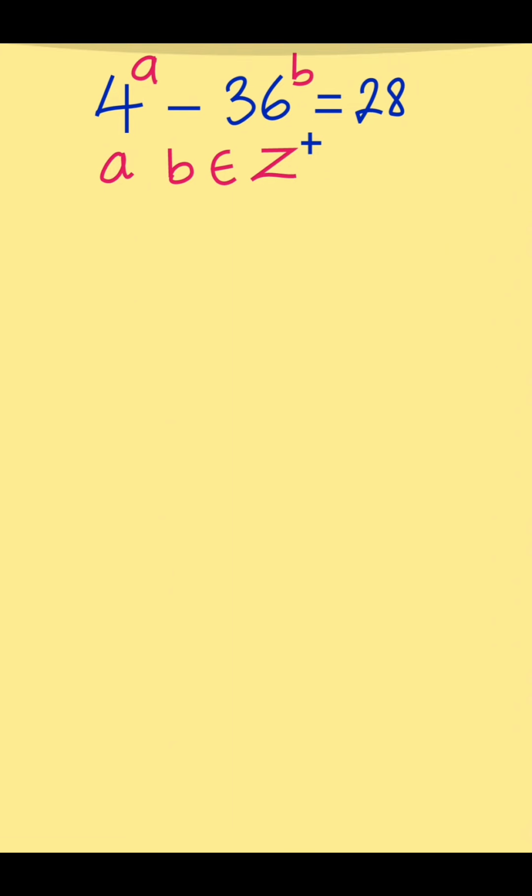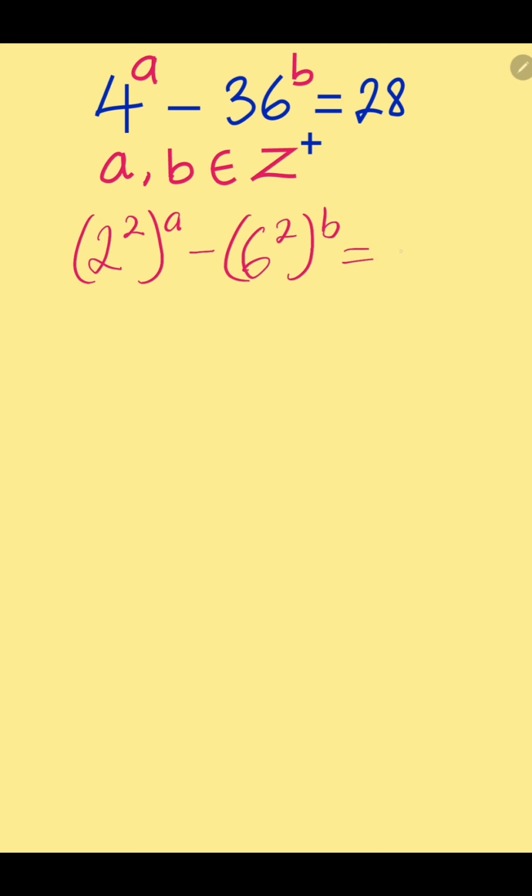In this lesson, we have this problem to solve. It says that 4^a - 36^b = 28, where a, b are elements of the positive integers. To solve this, we can break down 4 as 2 to the power of 2. That will give us 4^a. Then 36 can be written as 6 to the power of 2, then we have our b. Everything is equal to 28, right?